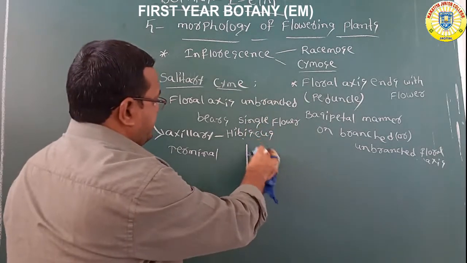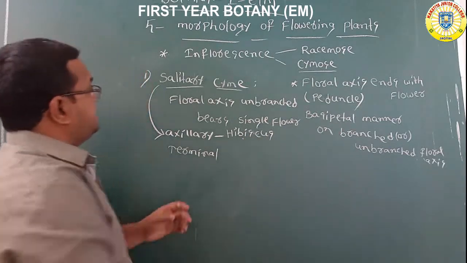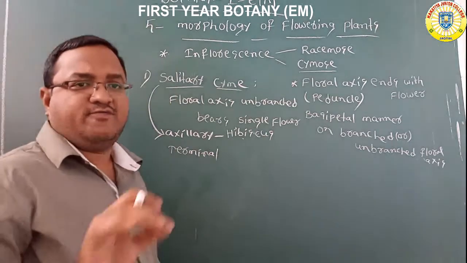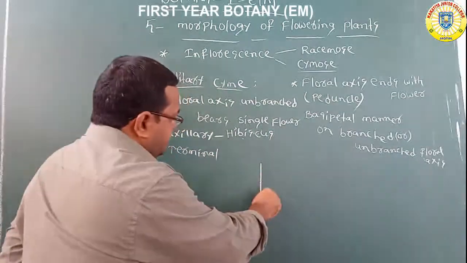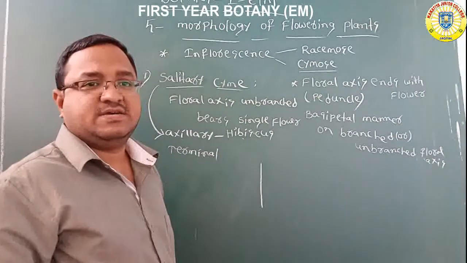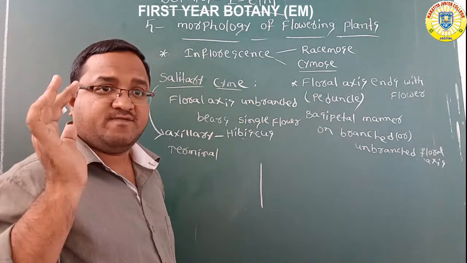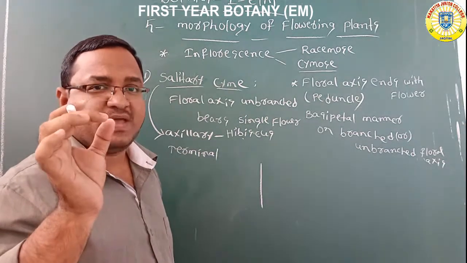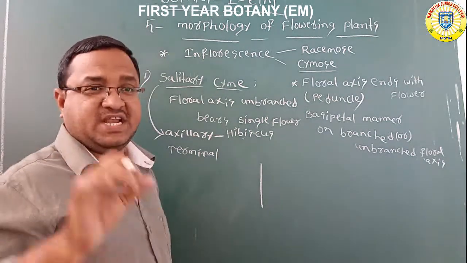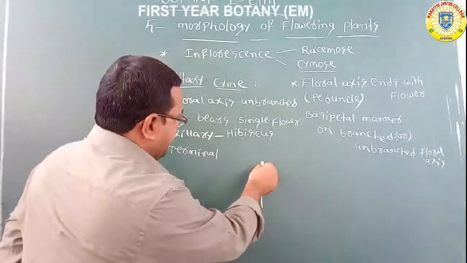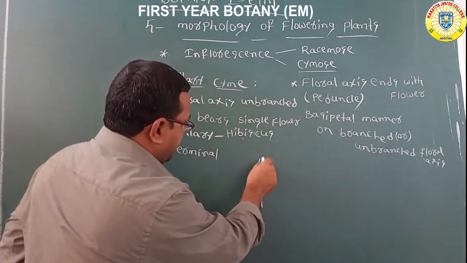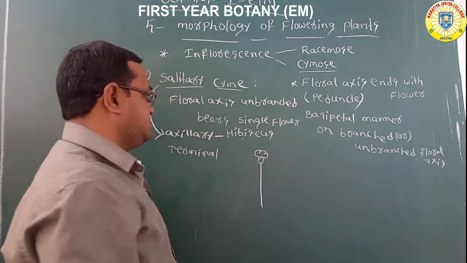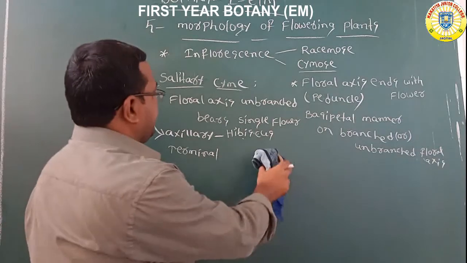And terminal, solitary. Terminal sign means the floral axis is unbranched. On the unbranched floral axis, a flower develops, and it bears only a single flower. The single flower is arranged at the tip of the floral axis. So that is the terminal solitary sign.